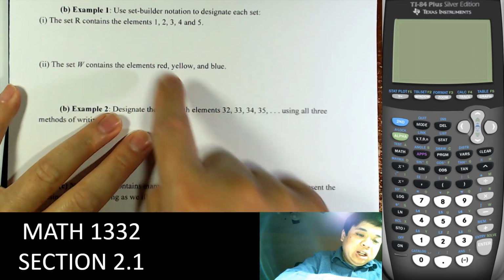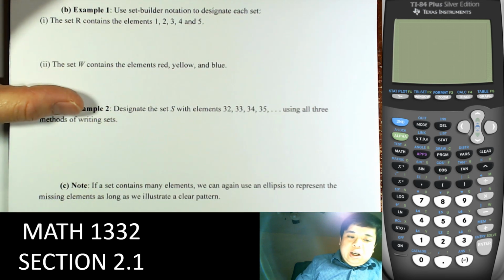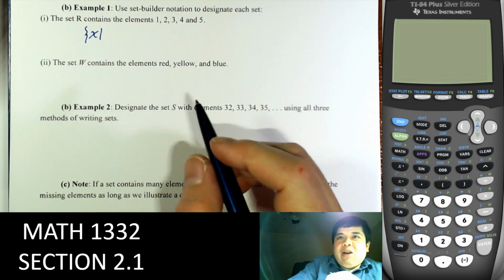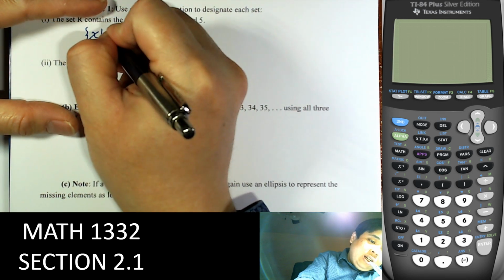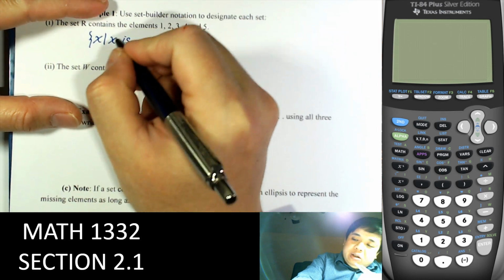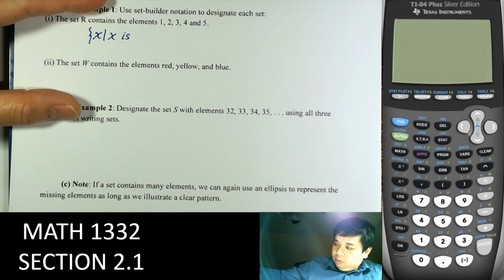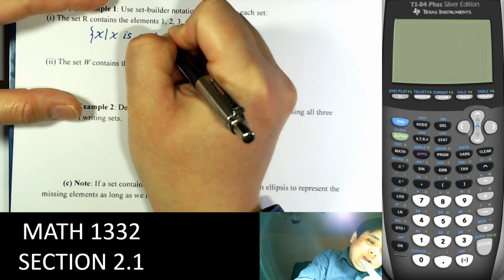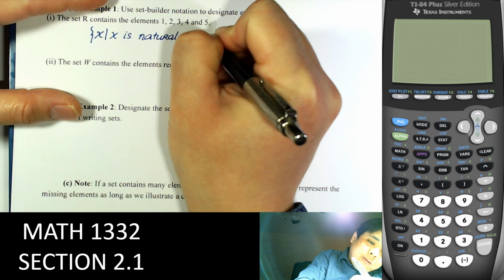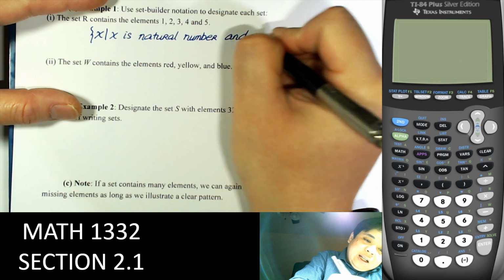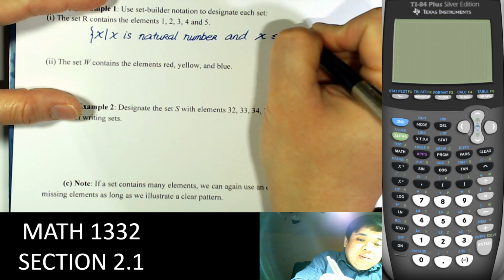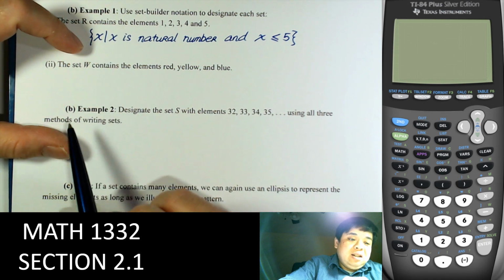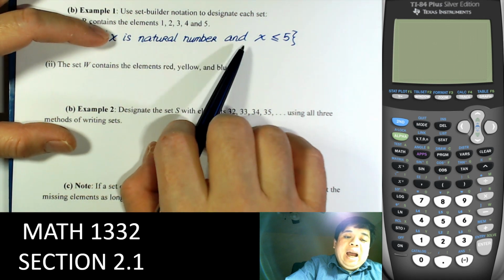Use the set builder notation to write each of the following, 1, 2, 3, 4, and 5. So we will start with the set of x such that, right, 1, 2, 3, 4, 5, that's the first five natural numbers. We say x is a natural number and less than or equal to 5, or less than 6. So that is the set builder notation. We use the brackets, a vertical bar meaning "such that." So the set of x such that x is a natural number and x is less than or equal to 5.